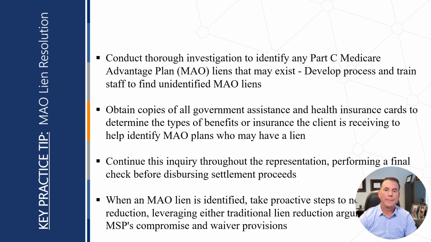Once an MAO plan lien is identified, then you've got to take the reasonable steps to resolve that, just like any other lien. But you can use the Medicare compromise and waiver processes that I described earlier, because if an MAO plan is going to avail themselves of the MSPA in terms of its enforceability, the argument is that they should then be responsible for the reductions that are ultimately available through the MSPA with a conditional payment.